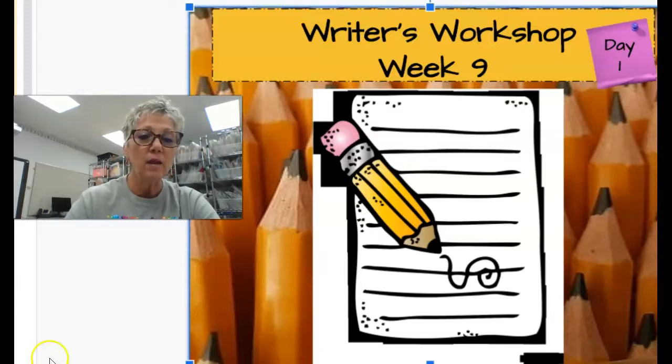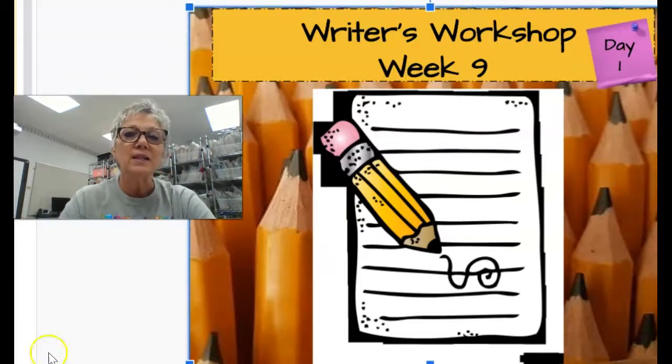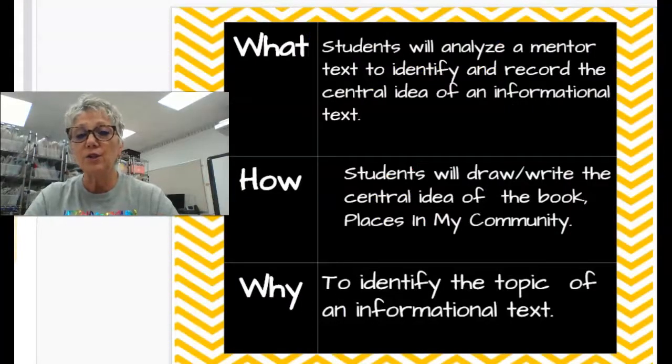Today we're going to be talking about informational text. So let's get started. Let's take a look at our learning intention for today. What will you learn? You will analyze a mentor text to identify and record the central idea of an informational text. How will you do this? You will draw or write the central idea of the book, Places in My Community. Why will you do this? To identify the topic of an informational text.